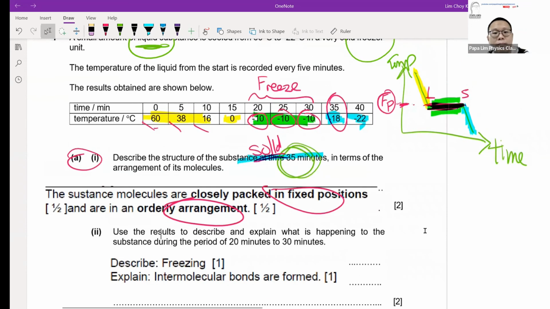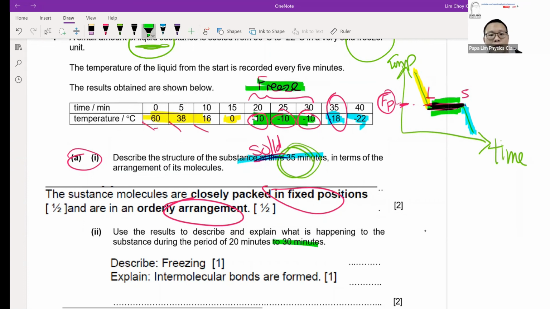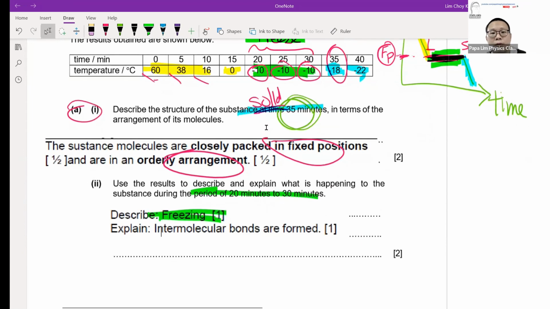Same thing for 20 to 30 minutes, like I mentioned before, the green color segment. This is where freezing occurs. And what's the description for freezing? The observable characteristic for freezing is whereby the temperature remains the same. What happens inside the molecules is that the intermolecular bonds are forming up. You are strengthening the intermolecular bonds, and that's where freezing occurs. Remember, it's the reverse. If I'm melting, I will be breaking the intermolecular bonds. So take note of the various bond breaking or bond forming stages.